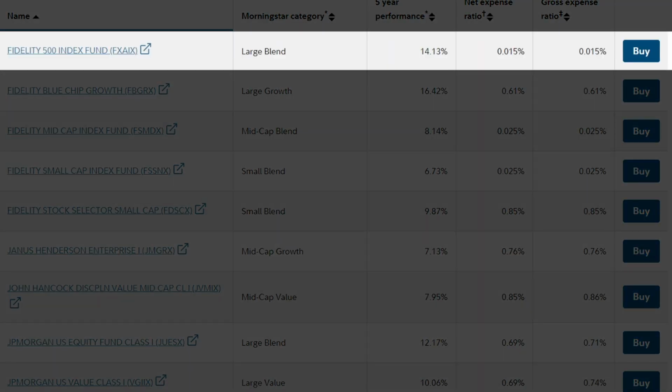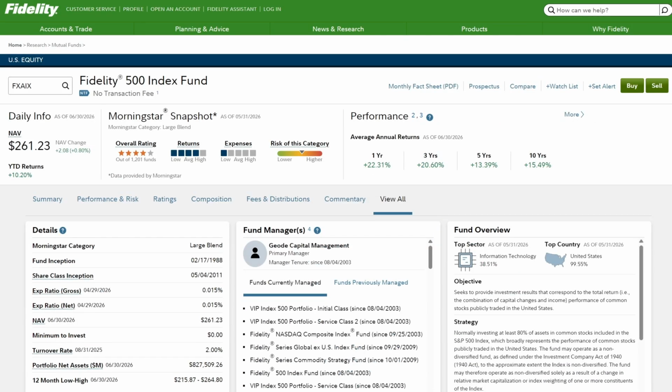Step 2, you need to fund the account by transferring money from your bank account to the investment account. Step 3, choose your fund. This is where you would choose which fund you want to invest in. One of the reasons I like using Fidelity is that they have all the choices. You can even invest in FXAIX inside of a Fidelity Health Savings account if you want.